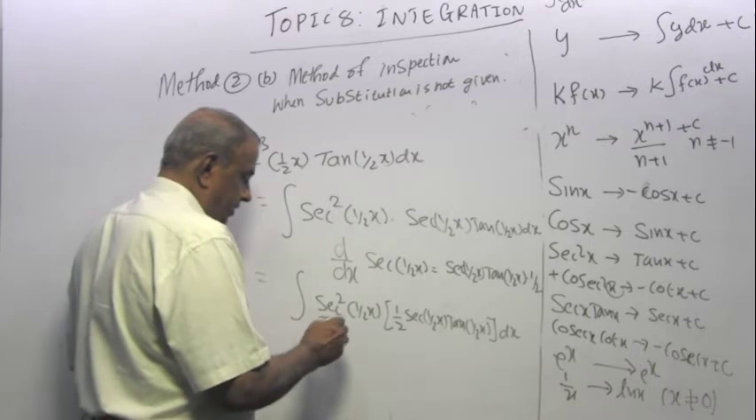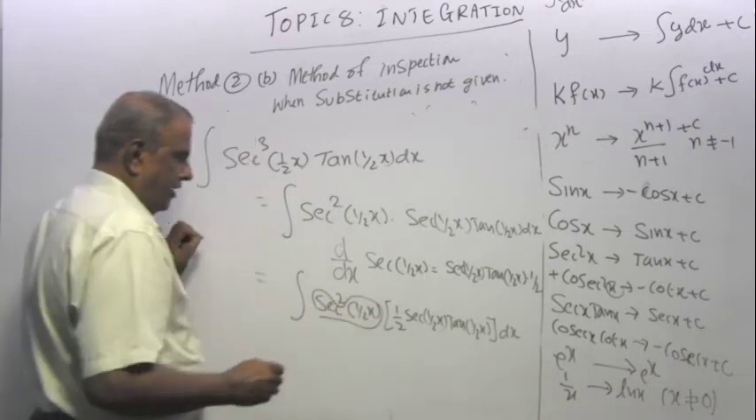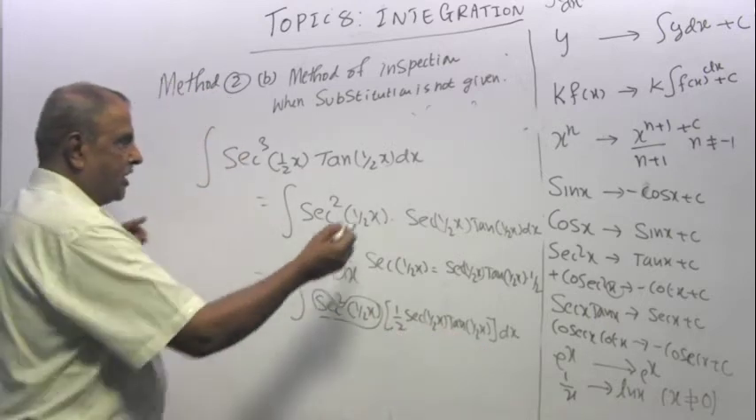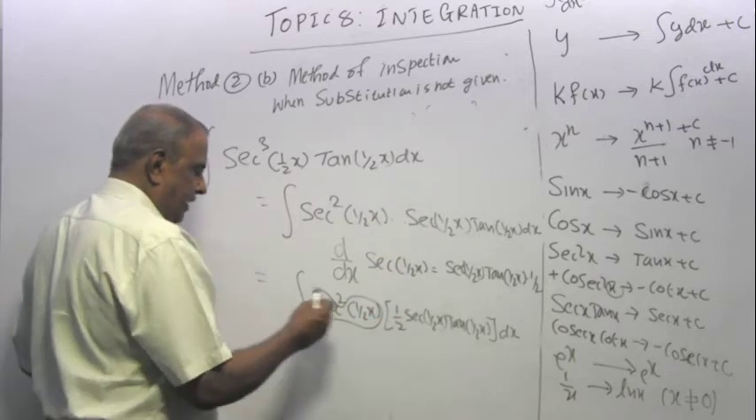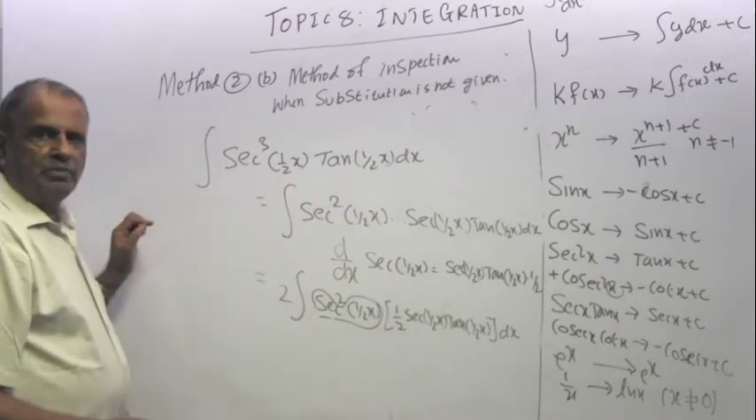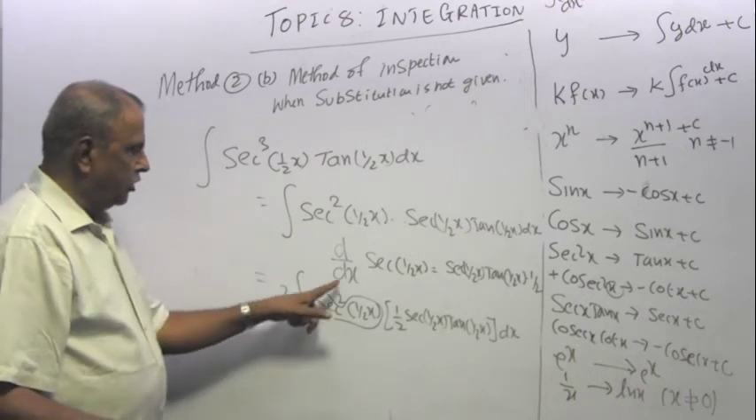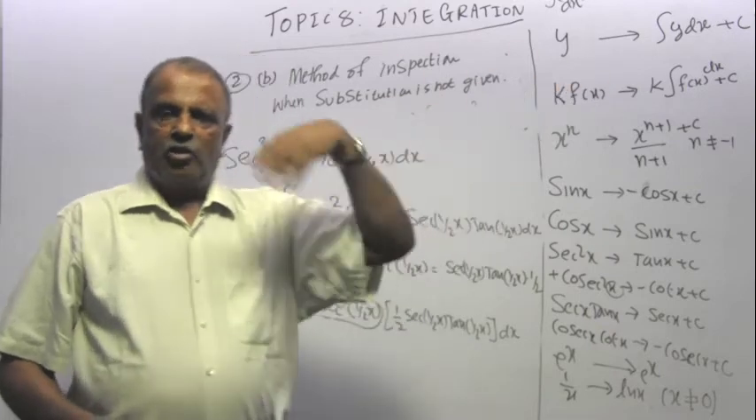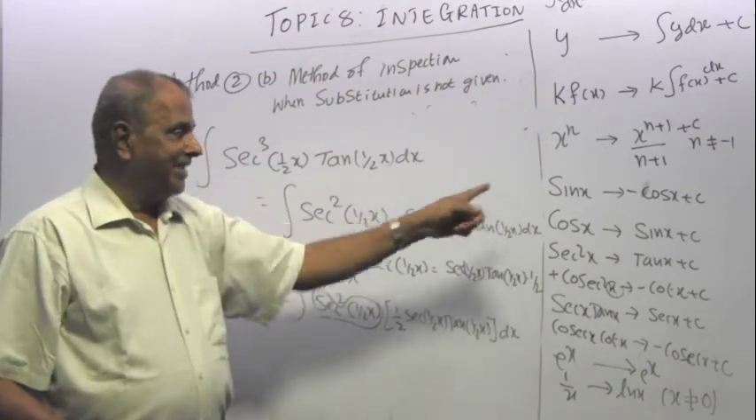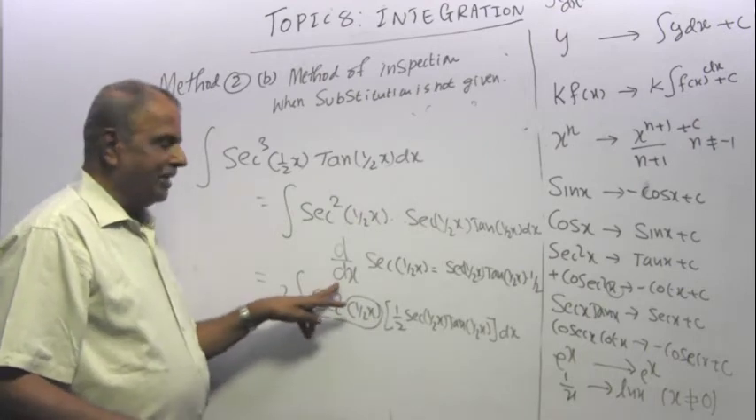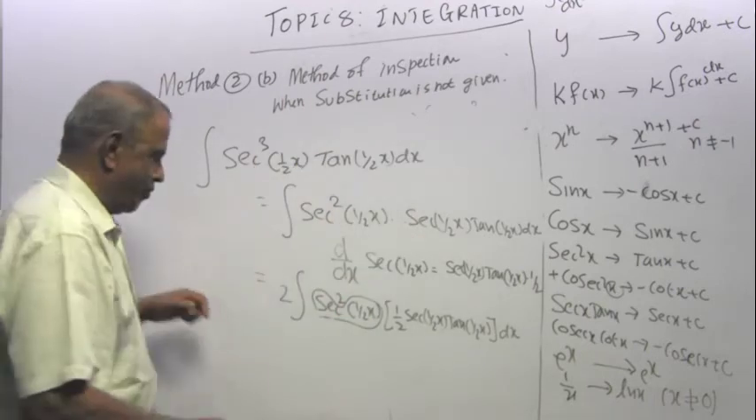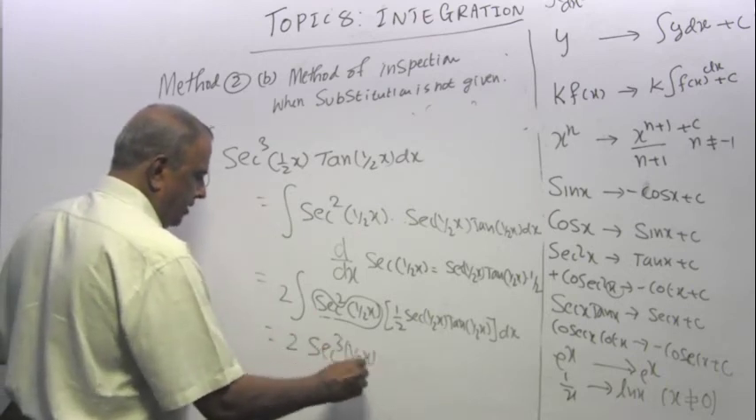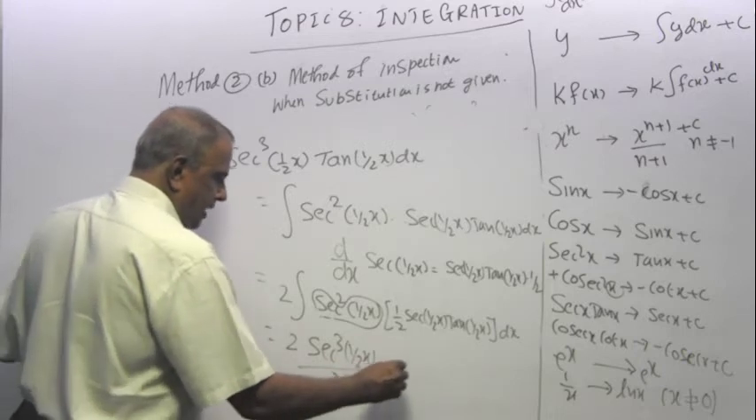If this is u, the whole thing will be du. But the question did not have a half. I brought a half, so multiply by a 2. So this is 2u squared du. What does u squared give you? U cube over 3. Something squared gives you something power 3 over 3. So this is 2 sec cube half x over 3 plus c.